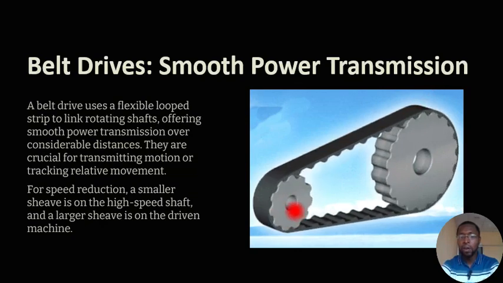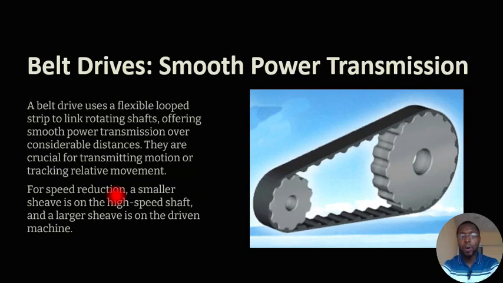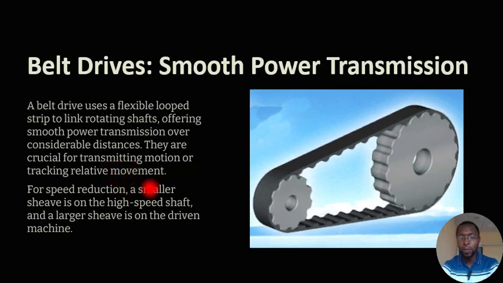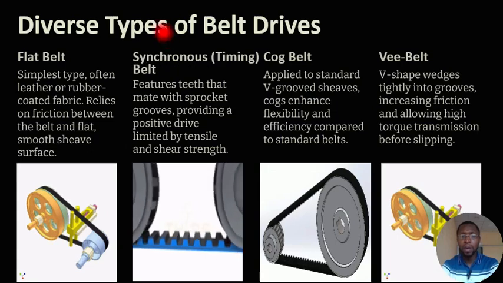Usually, the smaller shaft is the driving shaft, while the bigger shaft is the driven shaft. So the smaller one drives the bigger one, just to reduce speed. All right. So the essence of belt drive, or drive generally, is to transmit power from one point to the other. All right. So the belt drive also comes in different types.